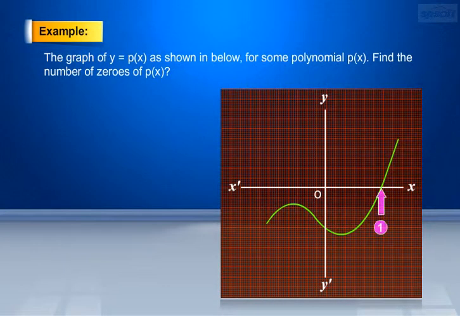Let us take one more example. The graph of y is equal to p of x is shown below. For some polynomial p of x, find the number of zeros of p of x.